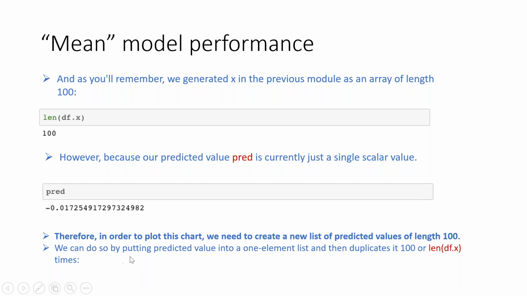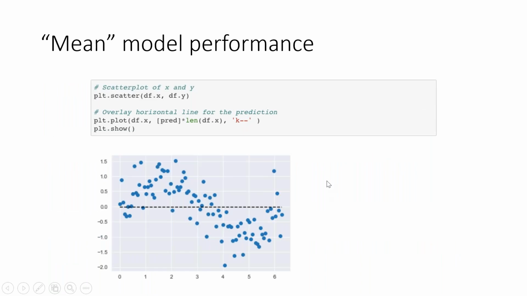So we can do so by putting our predicted value into a one-element list, using square brackets, and then duplicating it by multiplying by the length of df.x, which is nothing but 100. Okay, that's how we will plot them. So now you type this code and see for yourself. Basically, we calculated PRED. Now we are putting our scatter plot and overlaying our mean model on top of that.